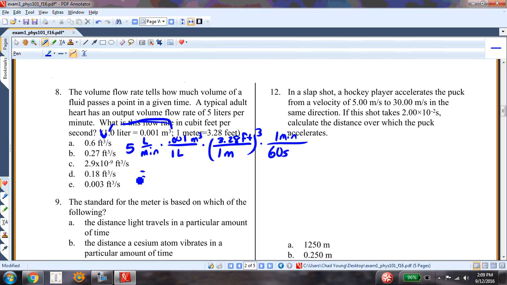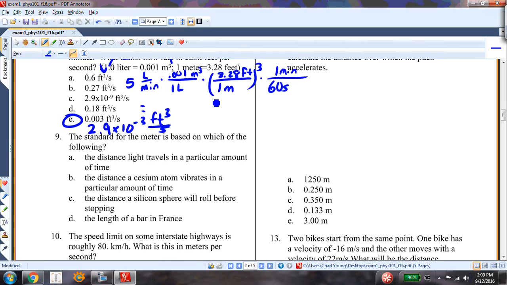2.9 times 10 to the minus 3, 2.94, that's E. 2.9 times 10 to the minus 3 feet cubed per second, which is E, is the right answer for number 8. And we're keeping it to 1 sig fig here because I only had 1 sig fig here. The standard for the meter is based on which of these?